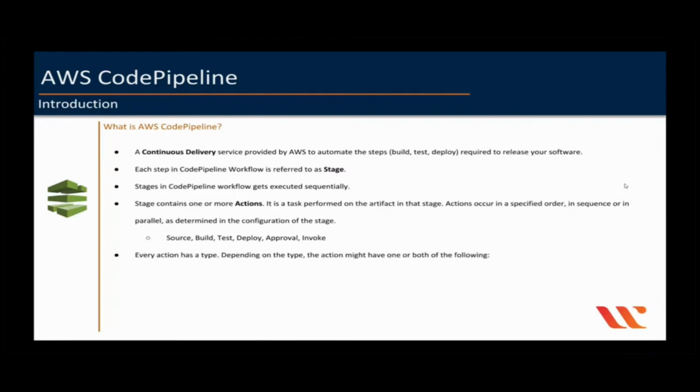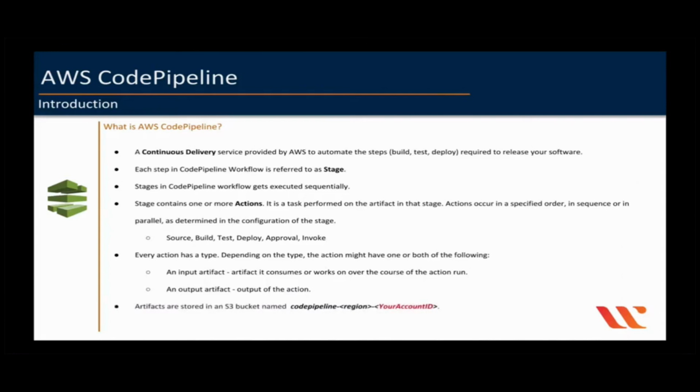Every action has a type. Depending on the type, the action might have one or both of the following artifacts. An input artifact is basically a set of files it consumes or works on over the course of the action run. And then we can have an output artifact, which would be the output of the action. An example of these artifacts could be, in the build phase, input artifacts are the source code from either CodeCommit or GitHub, etc. And output artifacts can be the build package.